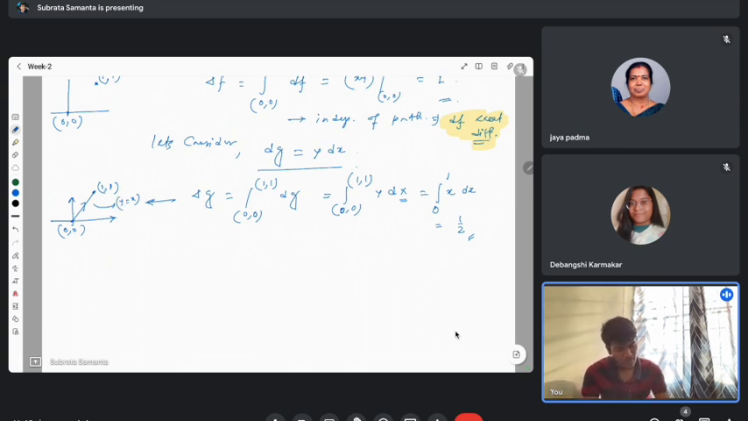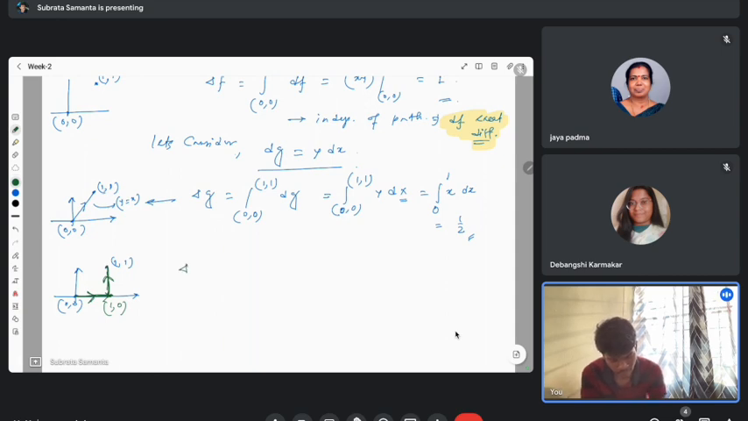Okay, so we put y equals x and the limit, integral of x dx, right? So we get a half. Now we consider the same integral done in this way, the same path from 0 0 to 1 1, but we go a different way. First go to this point, which is 1 0, and then go from 1 0 to 1 1.